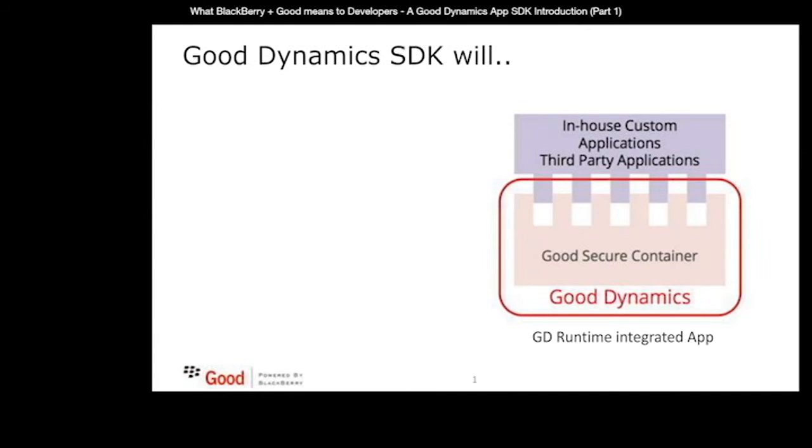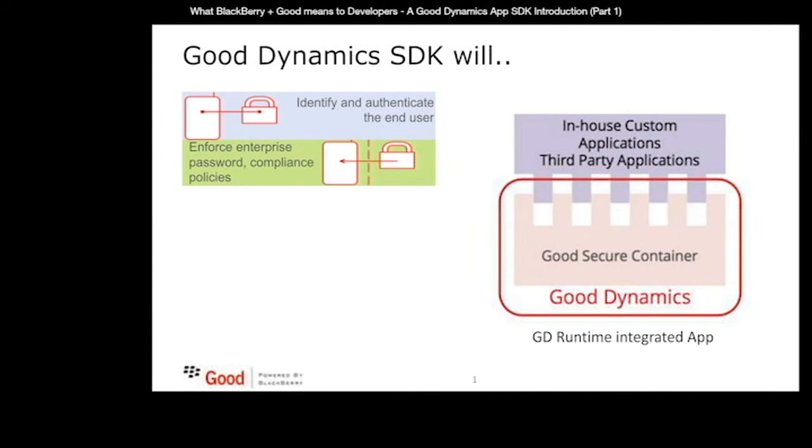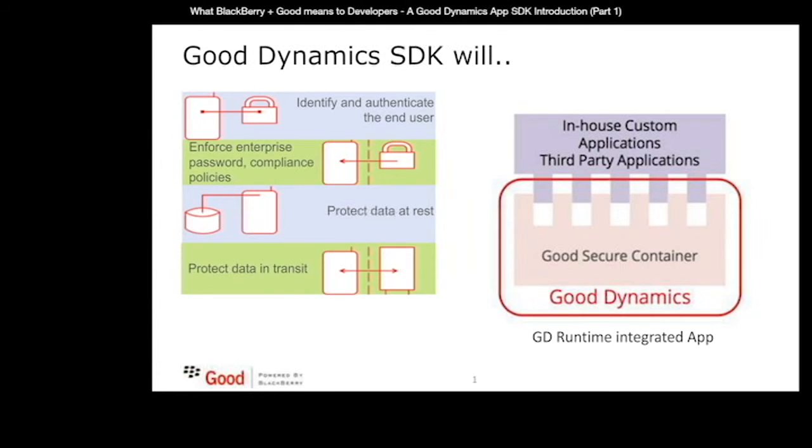In-house custom applications and third-party applications can be integrated with the Good Dynamics SDK, creating a Good secure container app, which will provide you with Good Dynamics SDK APIs to identify and authenticate the end user, and enforce enterprise password and compliance policies, and next protects data at rest as well as data in transit. It also provides a way to exchange data securely with other GD applications.